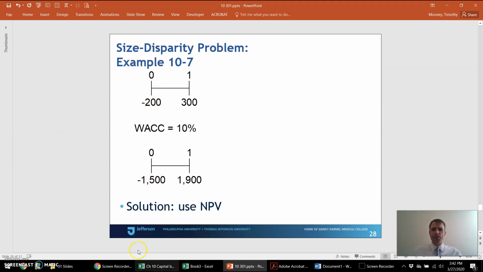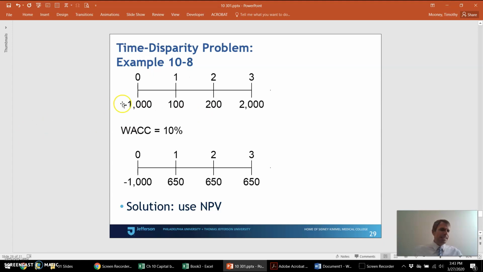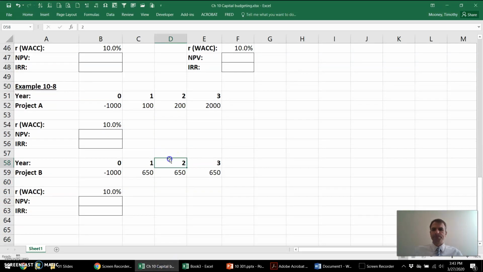Here's the size disparity problem. Here's a small project and a big project, both with the same discount rate. And if you find each project's NPV and each project's internal rate of return, you'll find they give conflicting results, okay? And then let's illustrate the same concept with the time disparity problem in example 10-8. Let's check it out.